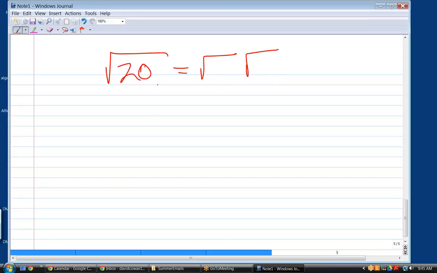The square root of 20 is equal to the square root of what times the square root of what? 4 and 5. Yes. What we're looking for is for one of these factors to be one of your perfect square numbers, because now I can write that as 2 root 5. Okay?